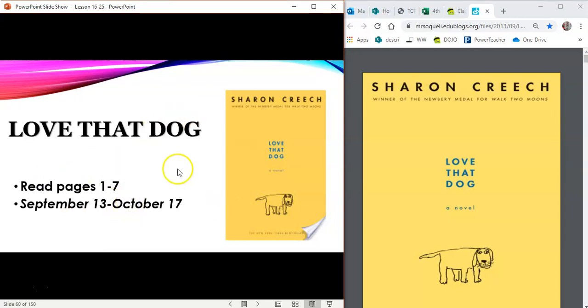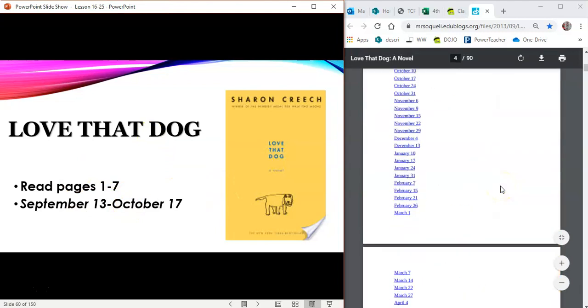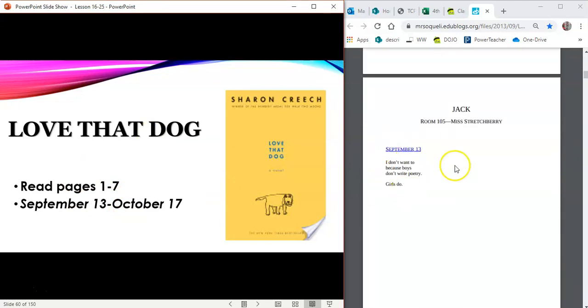So we are going to start on page 1. Remember, page 1 is the one that said Jack, and it's labeled September 13. So you're following along while I read. Jack, room 105, Miss Stretchberry. We already started inferencing. It's going to be in a classroom. It's going to be in a school. September 13. I don't want to because boys don't write poetry. Girls do.